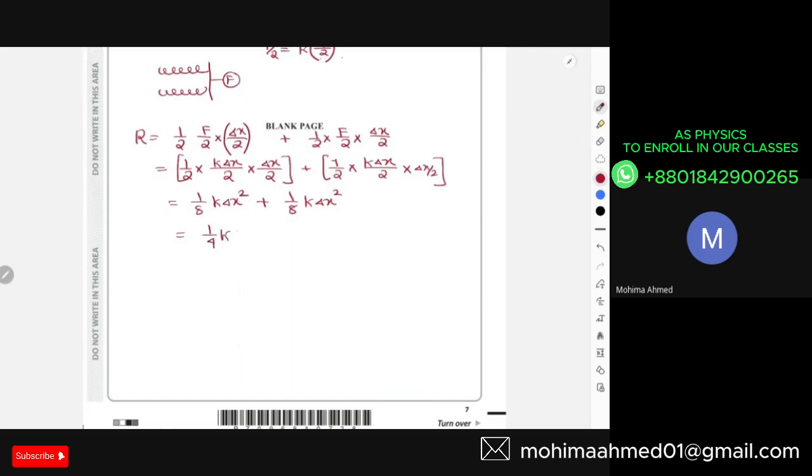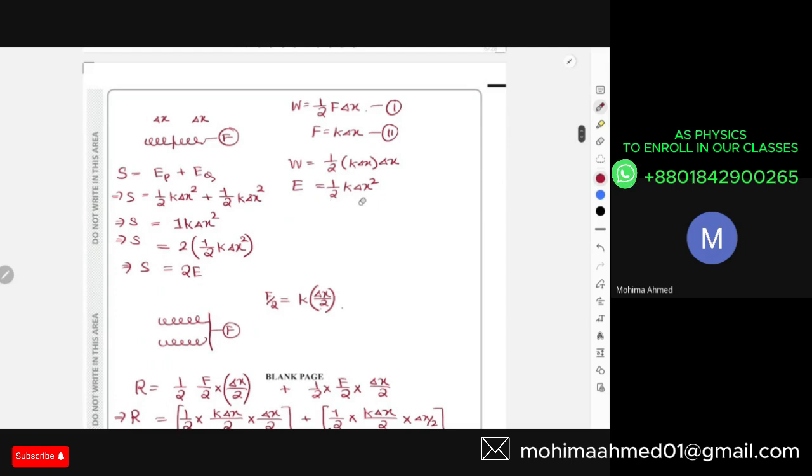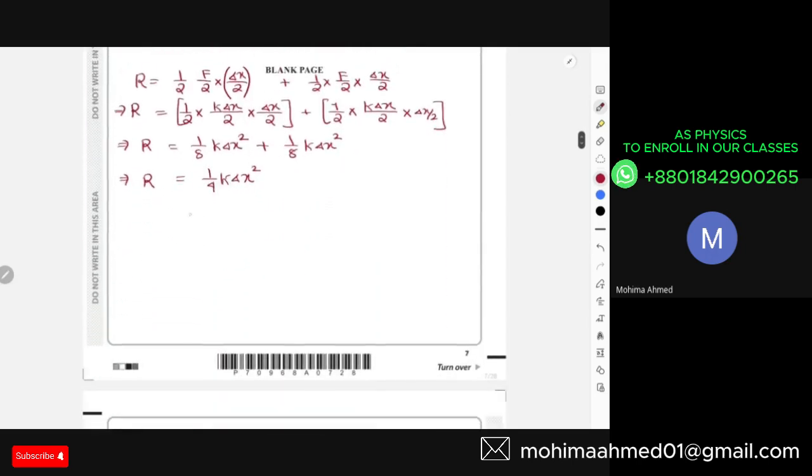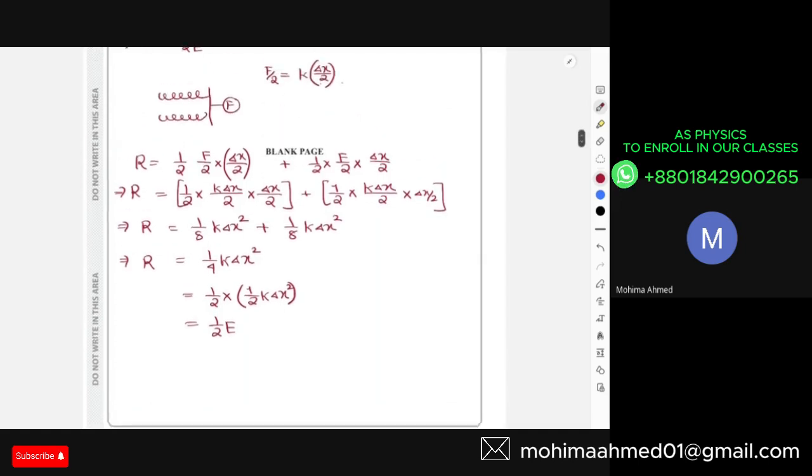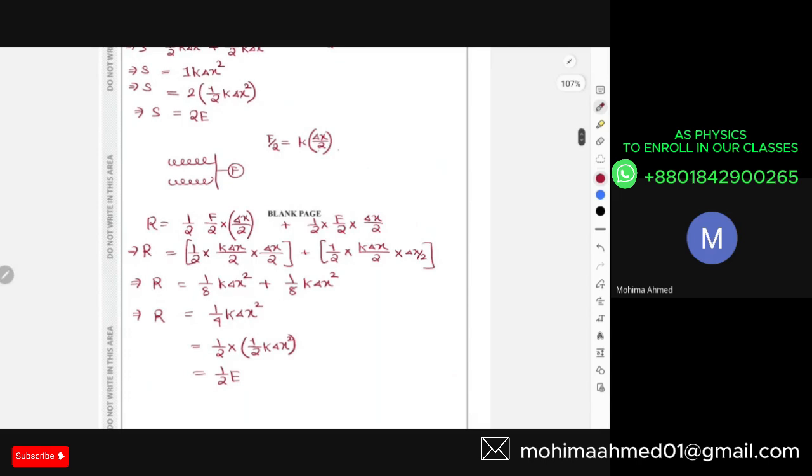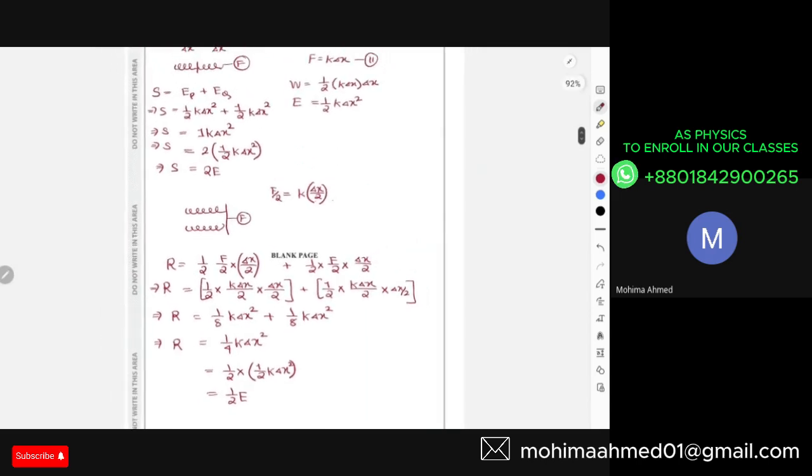That's fine. But the problem is, this is the value for your R, for the parallel combination. I have to express this in terms of the value for your E. The value for your E was half K delta X squared. So I have to break down this 1 by 4 into half K delta X squared. That was your value for E, so you get half E this time. In parallel combination, elastic stored energy decreases by 2, and in a series connection, elastic strain energy increases by 2. So this is the overall working.